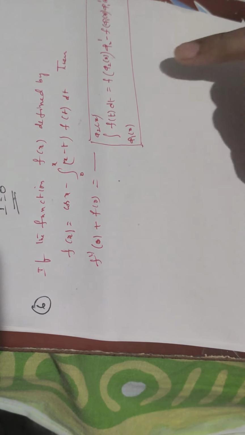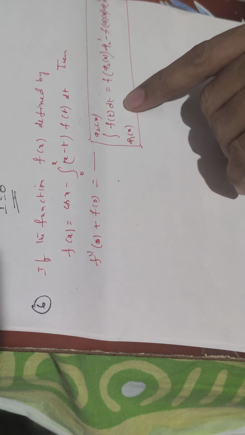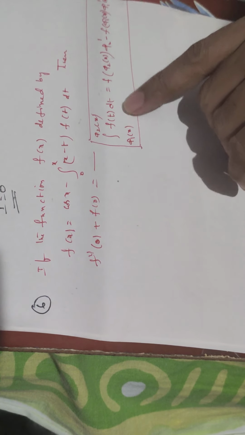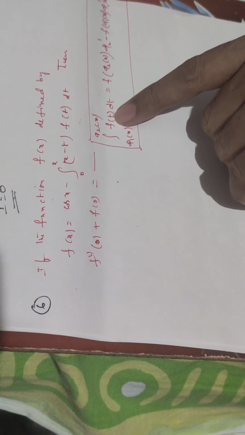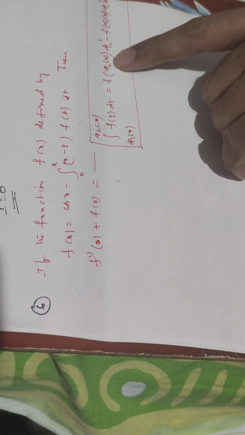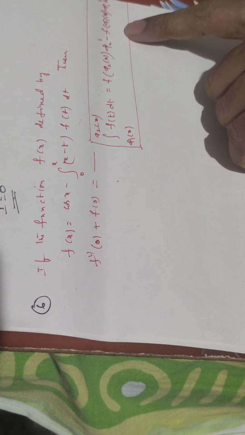Whenever we use the Leibniz rule, the integrand should contain the single variable. Suppose the integrand contains x also, don't use this formula directly. In that case, try to take that x value outside. Otherwise, one more formula is there.